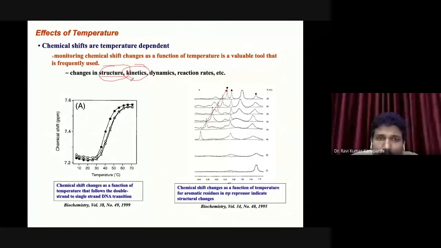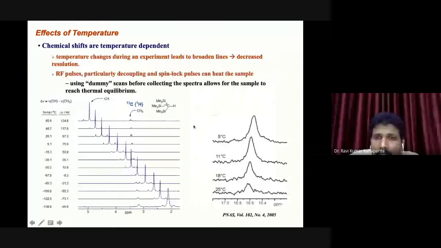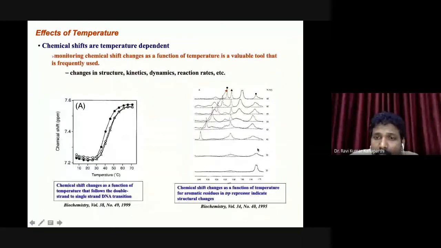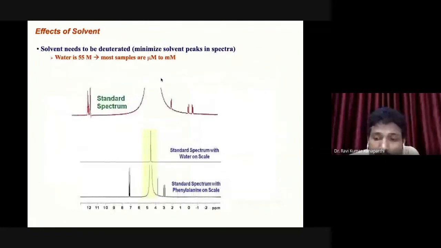So for the chemical shifts, as you increase the temperature, you can see here there are dramatic changes with the temperature, and these changes can in fact be utilized to determine the protein structure, and to follow certain conformational changes: to what extent they occur, how fast or how slow they are happening. That means you can determine the dynamics and reaction rates also, how much time it is taking. Those are all things that you can really follow using the NMR.